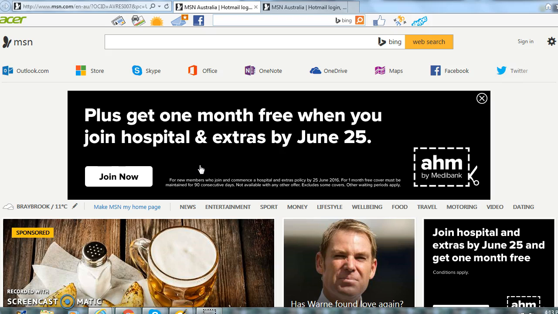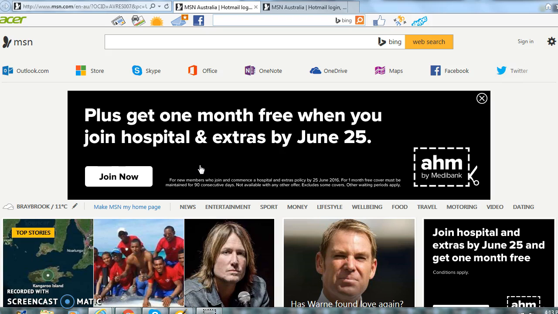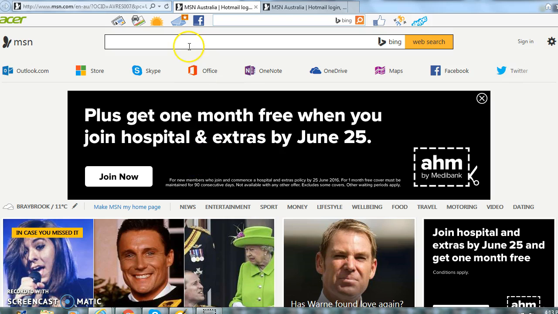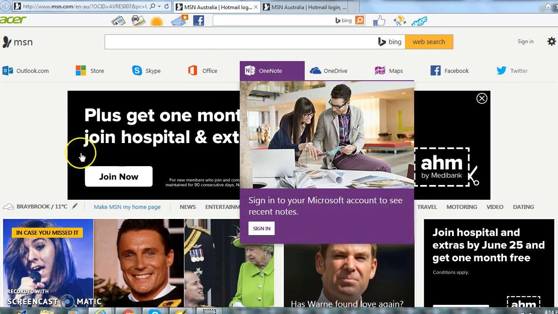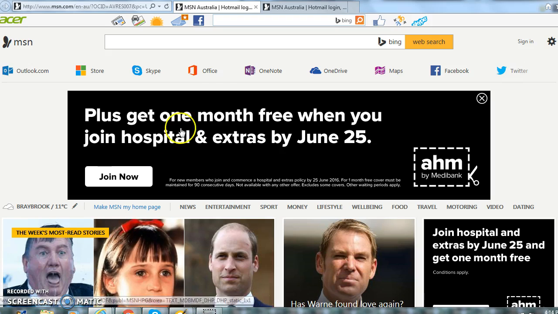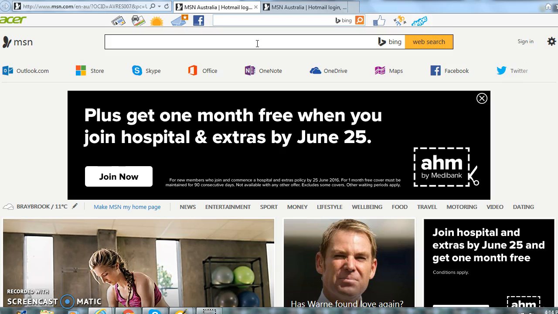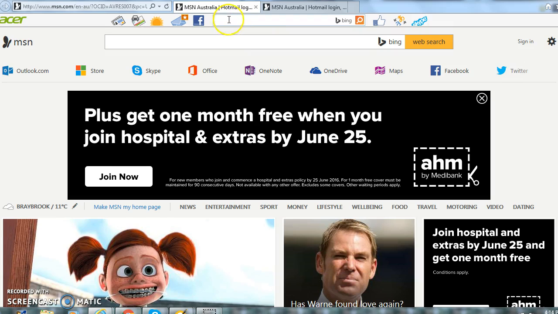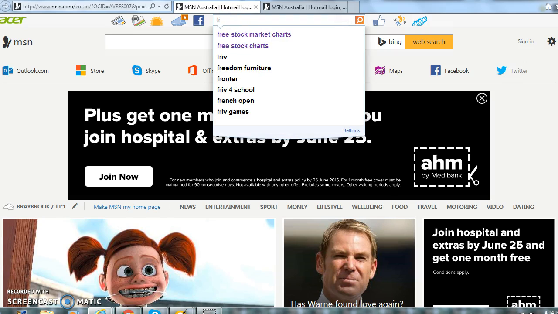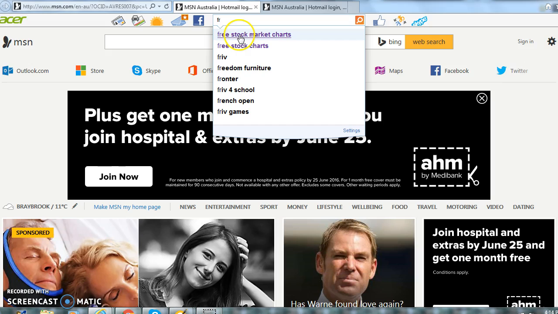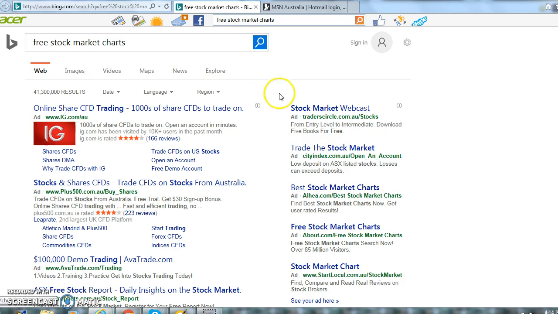I just want to take you through a little bit of strategy and chart work in order to be able to trade successfully with binary options. Here I'm with Microsoft browser. It seems to be the only one that seems to work on picking up this chart. The chart is picked up from a system called free charting, free stock market charts, and it seems on my computer only seems to work on Microsoft browser.